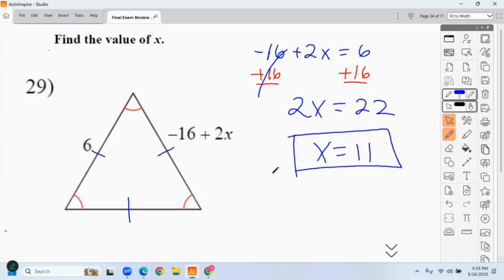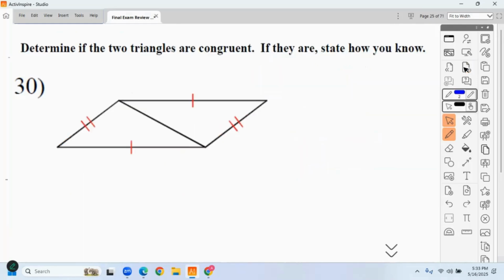Bam. x is equal to 11. Hopefully there's some good thoughts on this. Rolling. Now, determine if the two triangles are congruent. If they are, state how you know. Tell you what, boom, boom, boom. These are congruent because we got side, side, side.